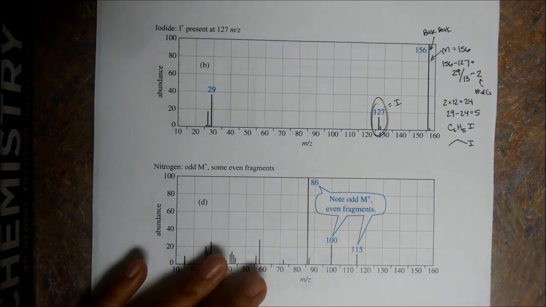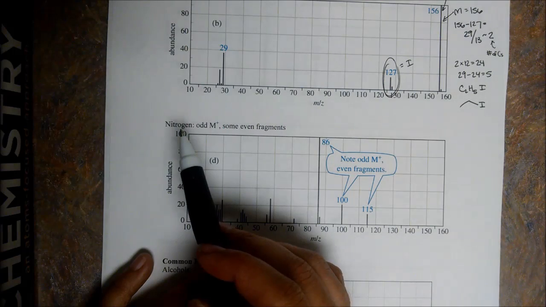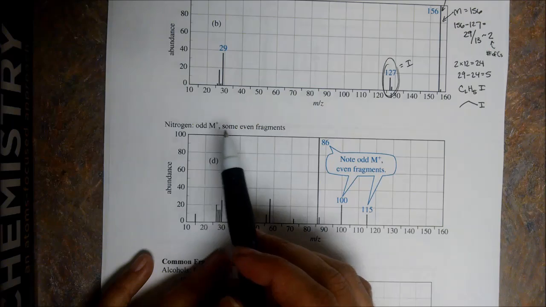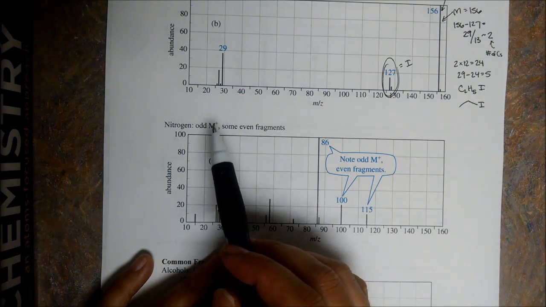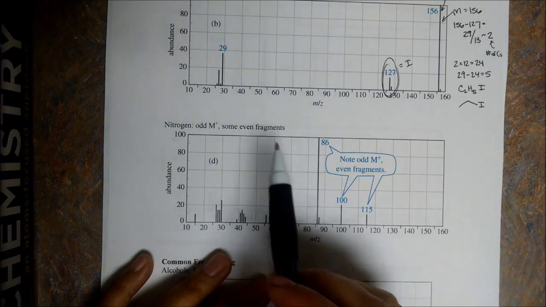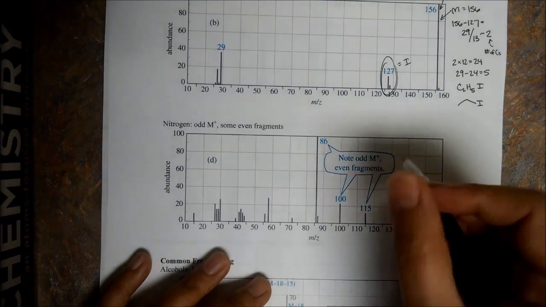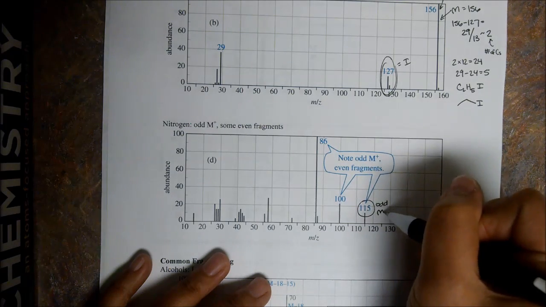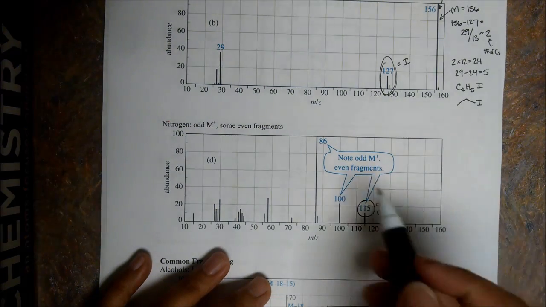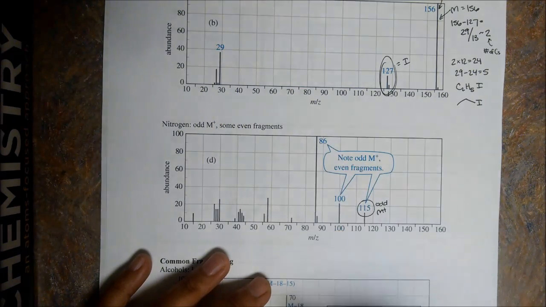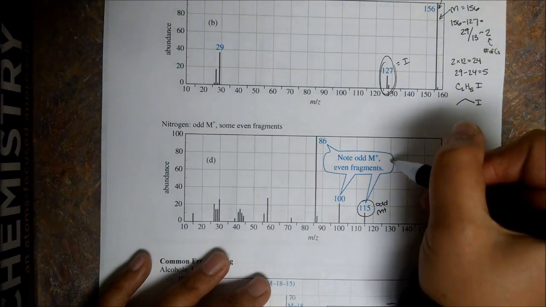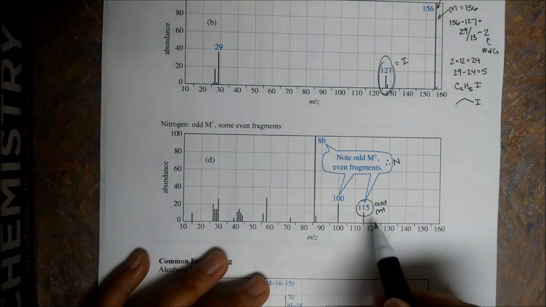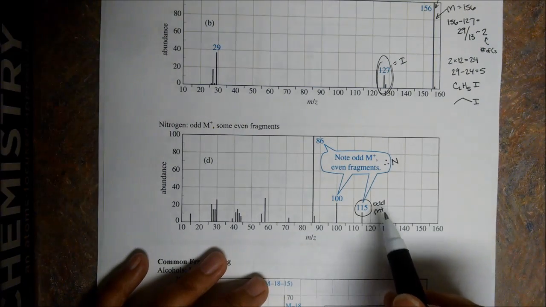Nice. Okay, how do we know we have a nitrogen in our compound? Well, we will have an odd M plus mass, our molecular ion mass, and then some even fragments. So we can see that here. Here we have an odd molecular ion, and then we have some even fragments. This is because we have a nitrogen in our sample.